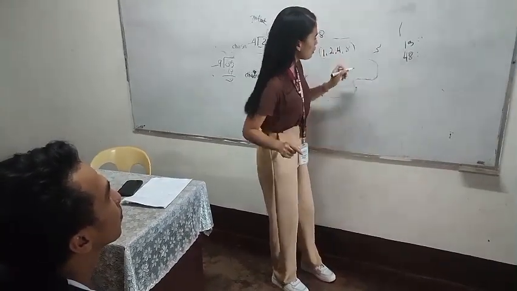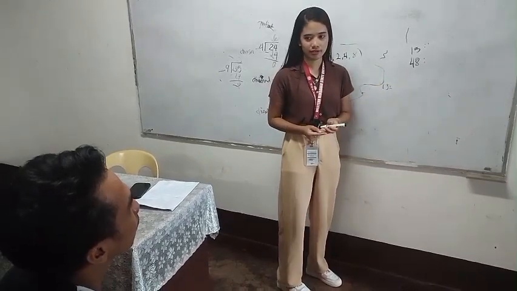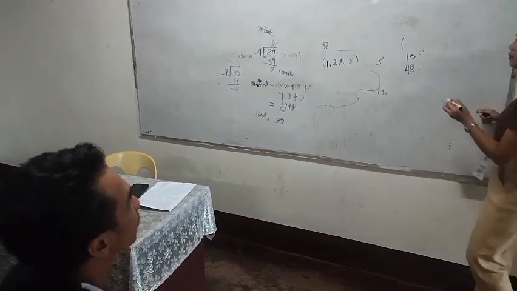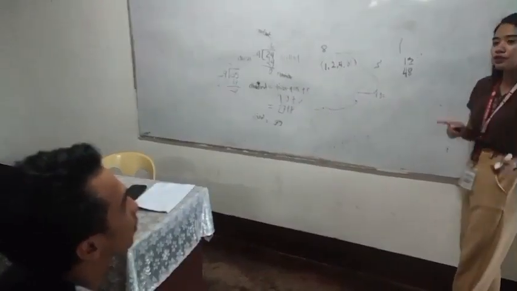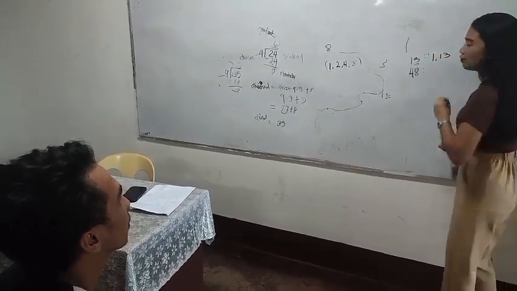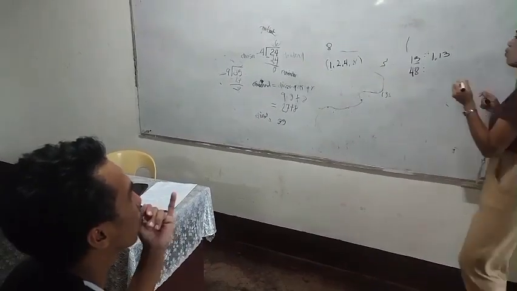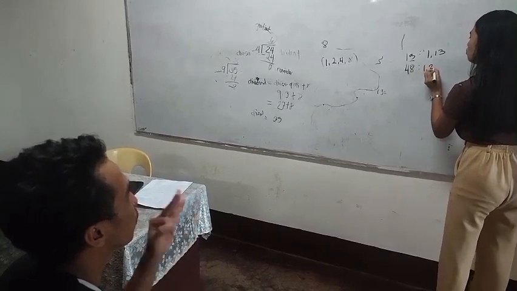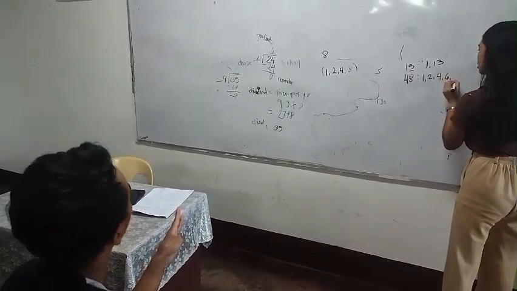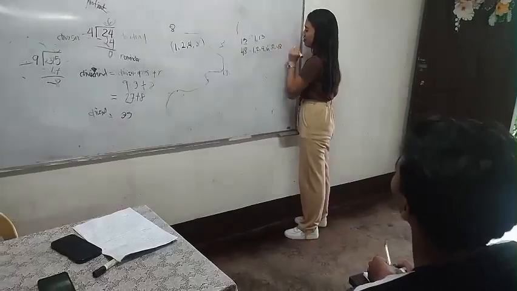So, when you say 13, what do you think are the factors of 13? Is it only 1 and 13? Yes, that's right. The factors of 13 are only 1 and 13. Then the factors of 48, what do you think are the factors of 48? 1, 2, 4, 6, 8, 48.